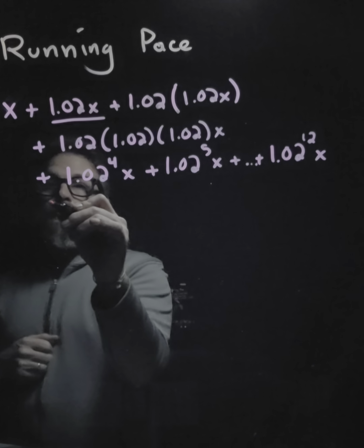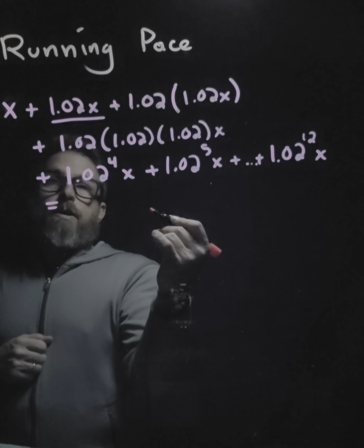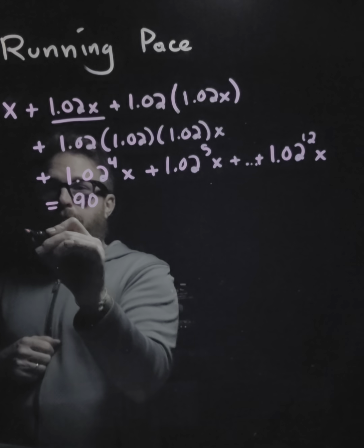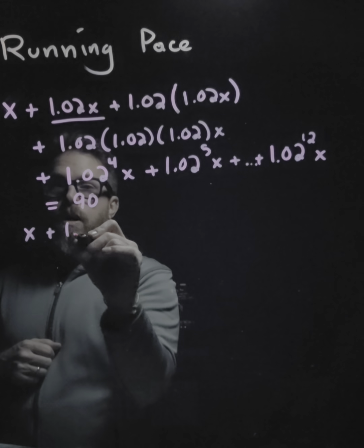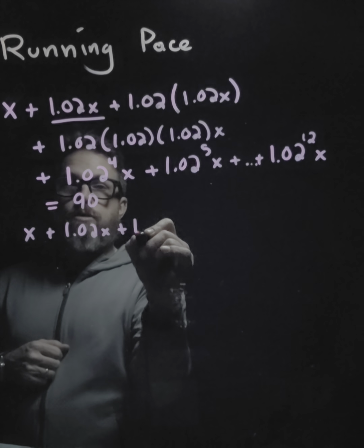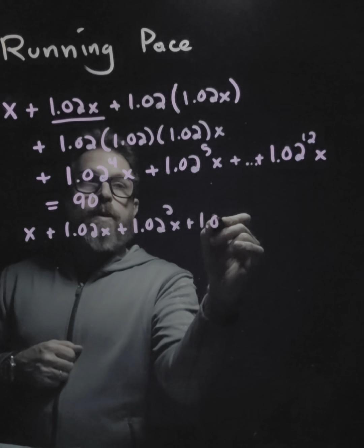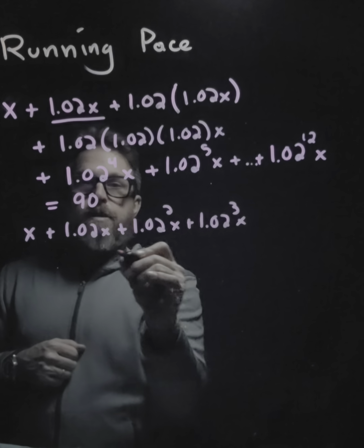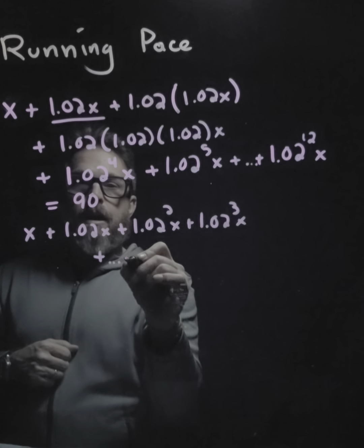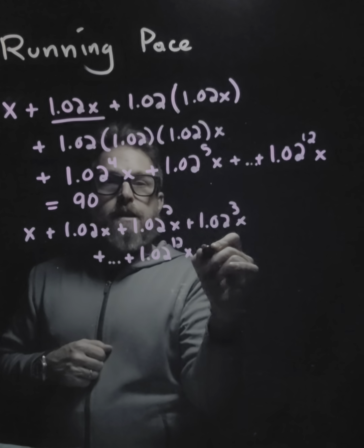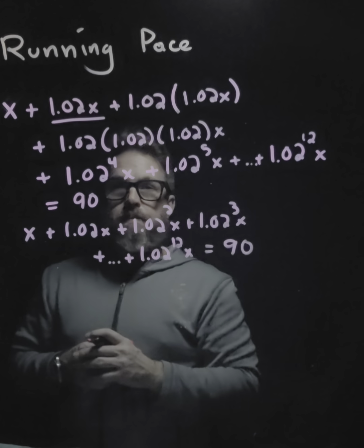And what I need this thing to be equal to is, I want to do it in an hour and a half, or 90 minutes. So let's rewrite this. So I'm going to have X plus 1.02X plus 1.02 squared times X plus 1.02 cubed times X plus, all the way up to 1.02 to the 12th times X. And this needs to be equal to 90.